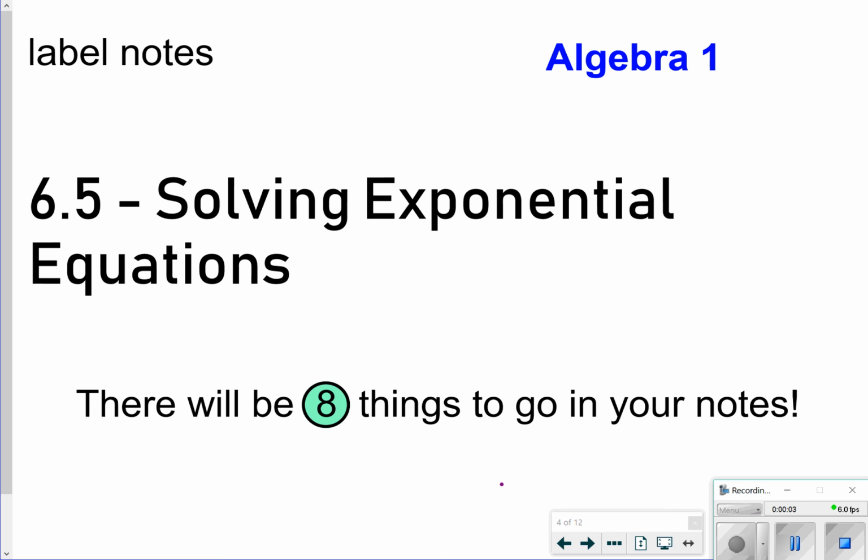Today we're going to be looking at lesson 6.5, solving exponential equations. We're going to be looking for 8 things to go in our notes. Let's go and get started with number 1.